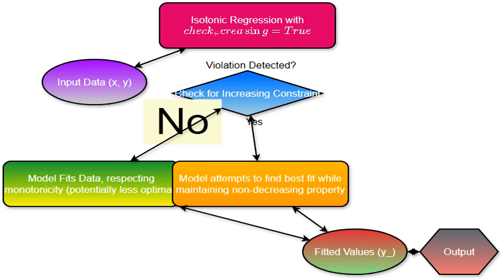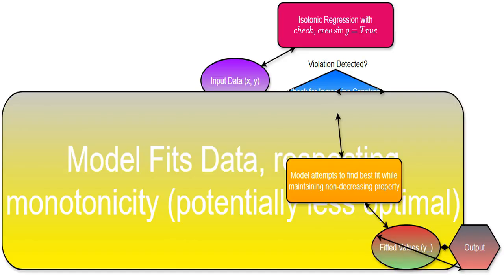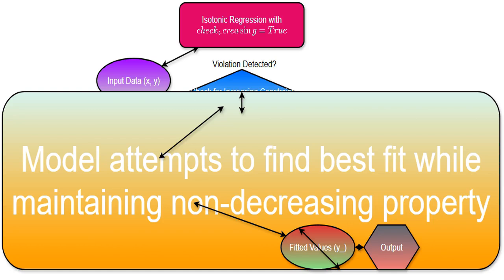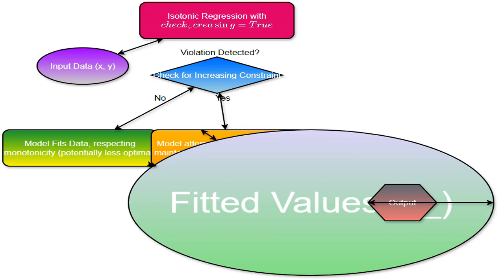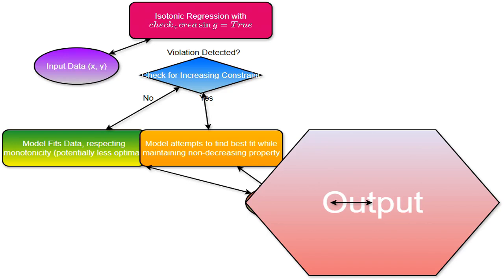No problems here. Even if there are decreasing parts, the model won't ignore them. It tries its best to find the best possible increasing fit, possibly averaging some points to enforce monotonicity. I'm aiming for a fit that is increasing or at least flat, even if that results in a slightly less perfect fit than if I allowed for decreasing sections. These are the y values that the isotonic model predicts after fitting to my data. This is the final result, a fitted model and its predicted y values.